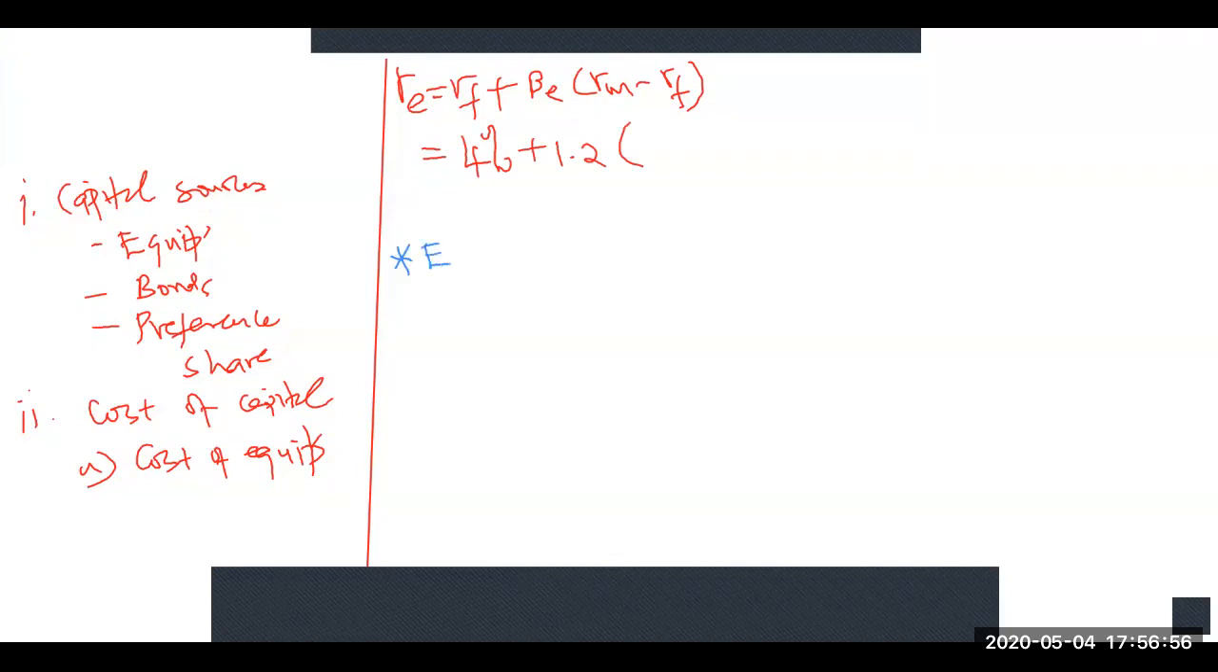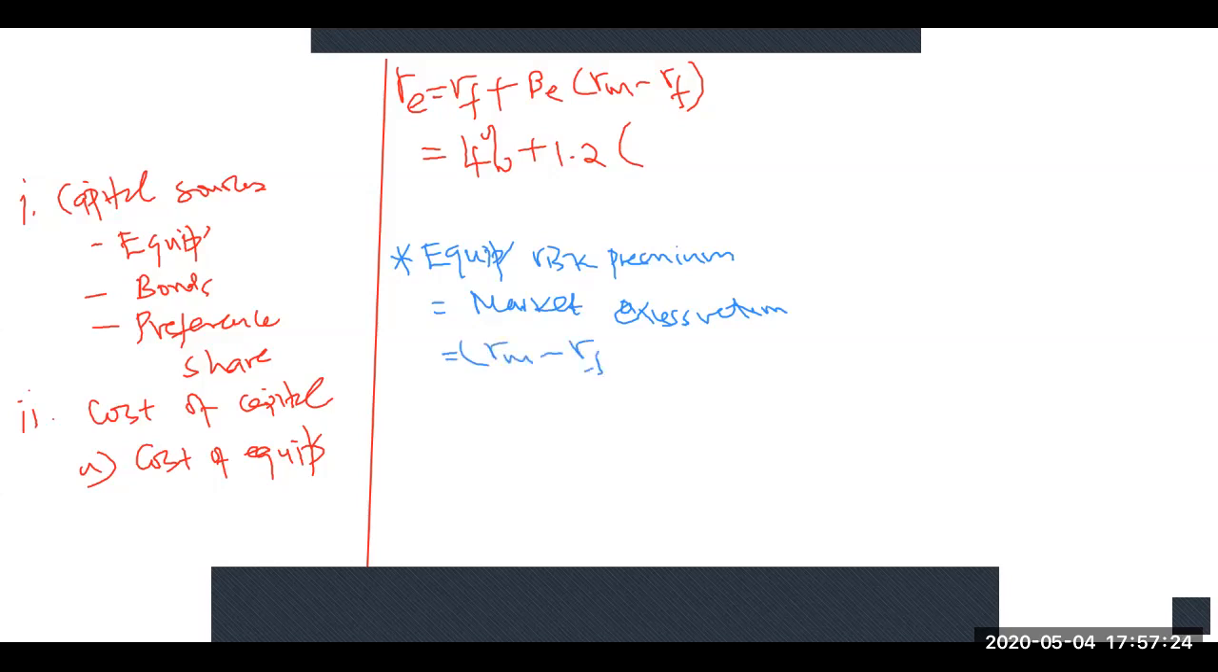Maybe just to make a simple definition on it: the equity risk premium, also referred to as the market excess return, is simply the return of the market portfolio over and above the risk-free rate of return, which is equal to RM minus RF. That is referred to as the equity risk premium.